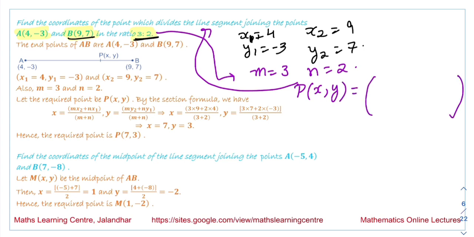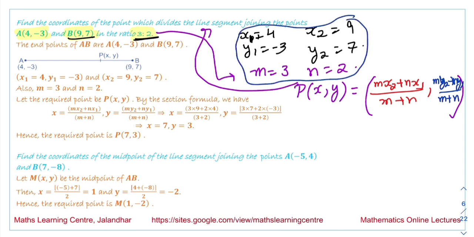The formula we have, the value for x is mx2 plus nx1 over m plus n. And the value of y is my2 plus ny1 over m plus n. When we substitute these values, x1, x2, y1, y2, m and n, in this equation and solve, we will get the final answer as x is equal to 7 and y is equal to 3. So the coordinates of the point P are 7, 3.